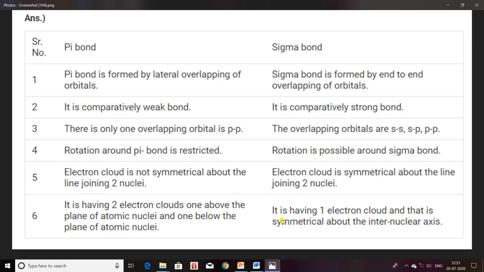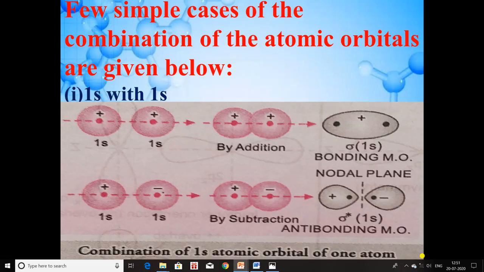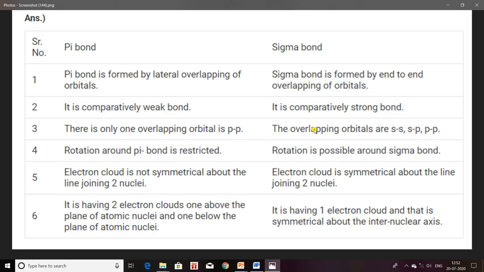On the other hand, in sigma bond, it is having 1 electron cloud and that is symmetrical about the internuclear axis. Here you can see that there is only 1 electron cloud on the same axis. So these are the differences between pi and sigma bond.